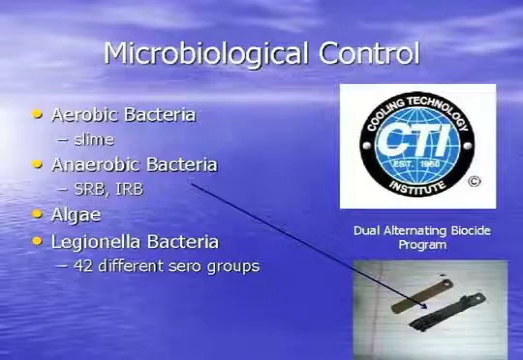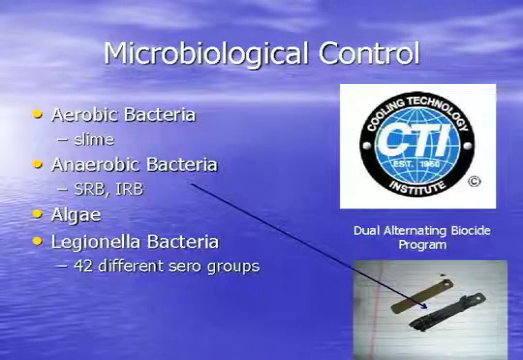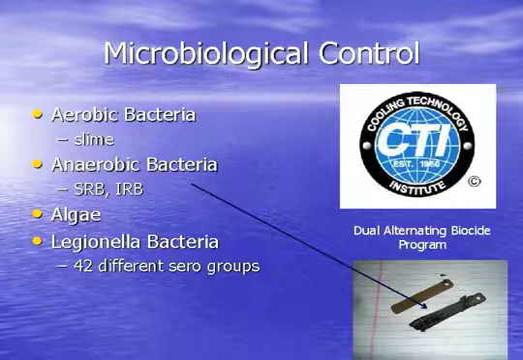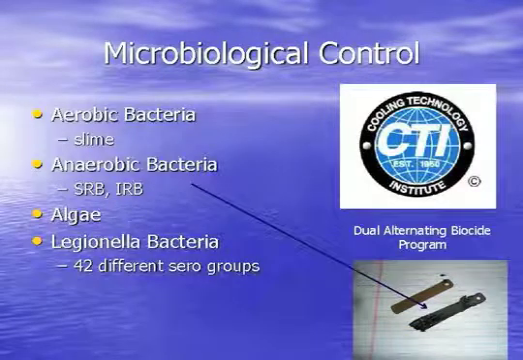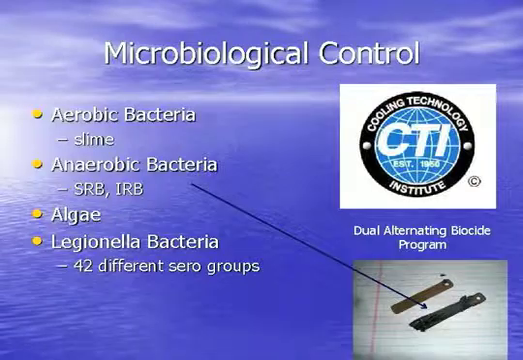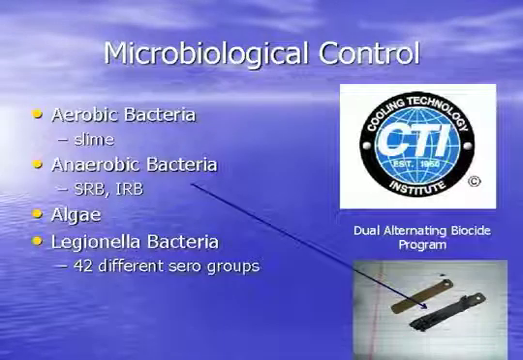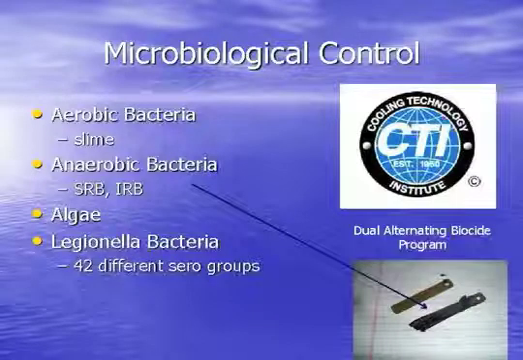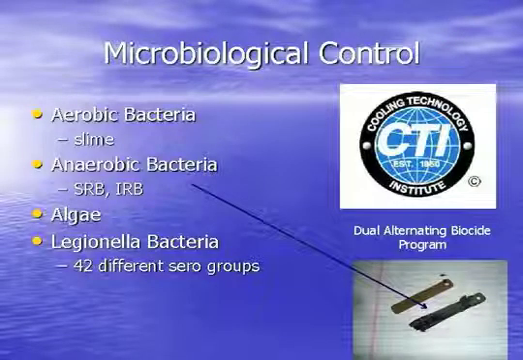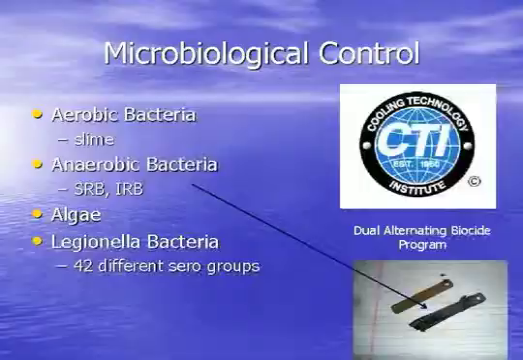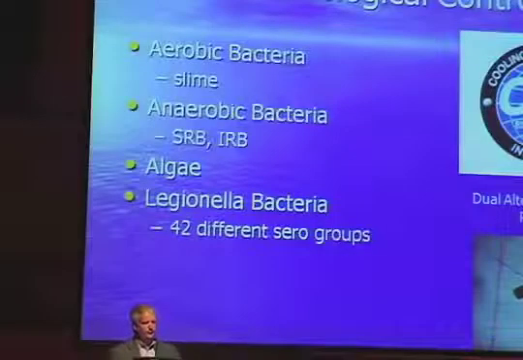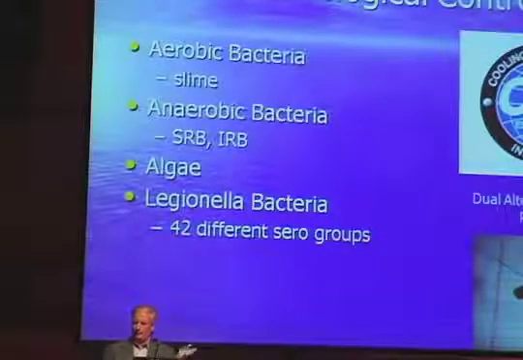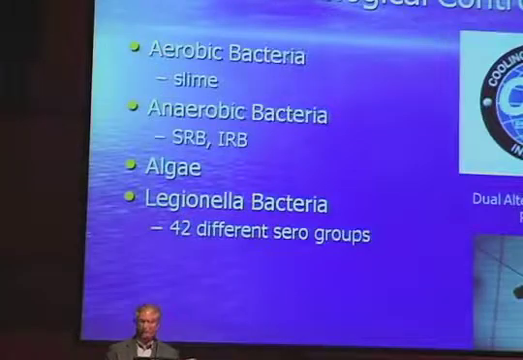So let's talk about biological activity. There are basically 3 quadrants of bacteria. Aerobic bacteria are bacteria that live in an oxygen-rich environment. You think about cooling towers, it's kind of an oxygen-rich environment. There's anaerobic bacteria. These bacteria live in a non-oxygen-rich environment. So you might ask, where in a cooling tower system is there no oxygen? Well, if you have a lot of mud and sludge in your cooling towers, underneath that mud and sludge, there's really not a whole lot of oxygen.